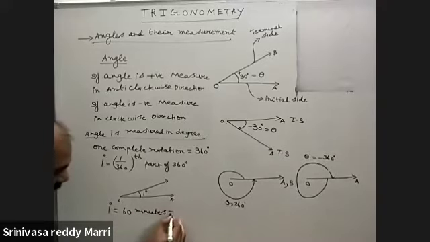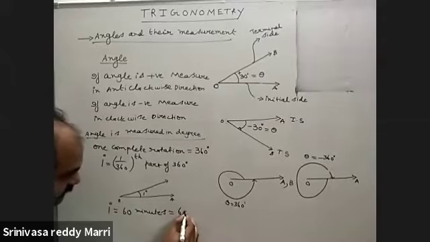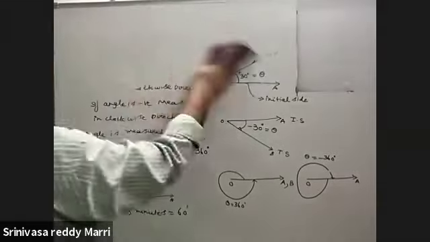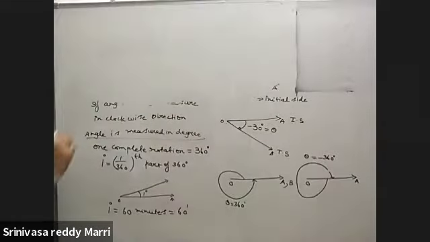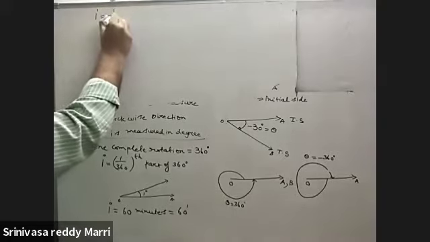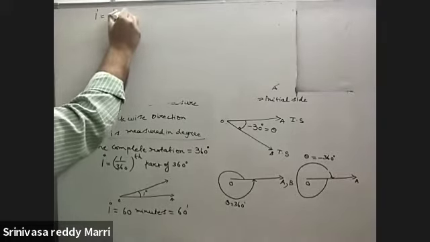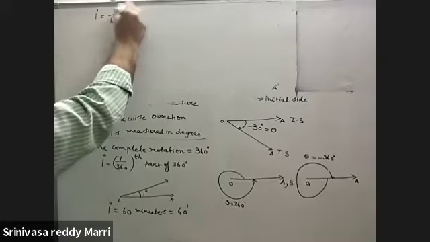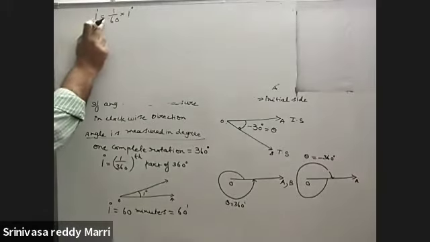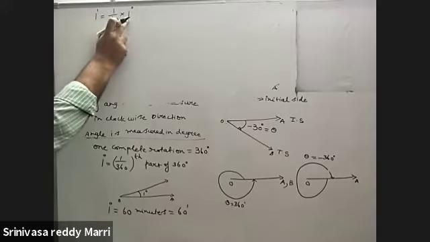1 degree is 60 minutes. It is indicated like this. This 1 degree is divided into 60 parts, that is equal to 60 minutes. That means 1 minute is nothing but 1 by 60 into 1 degree, the 1 by 60th part of 1 degree.